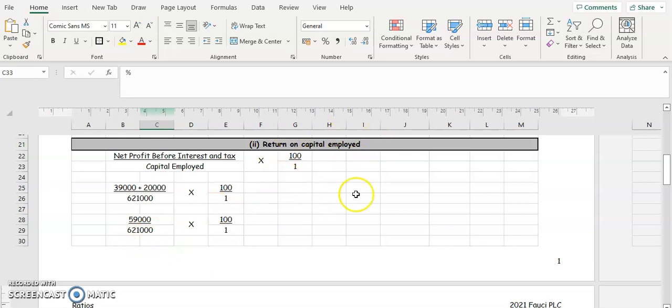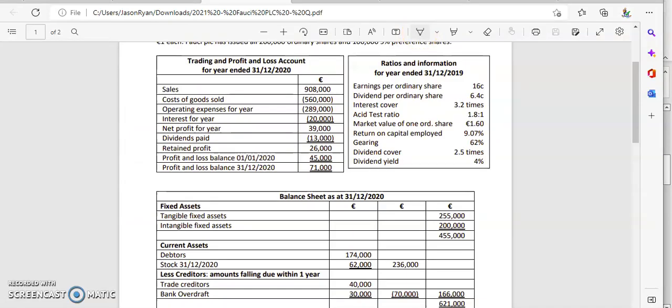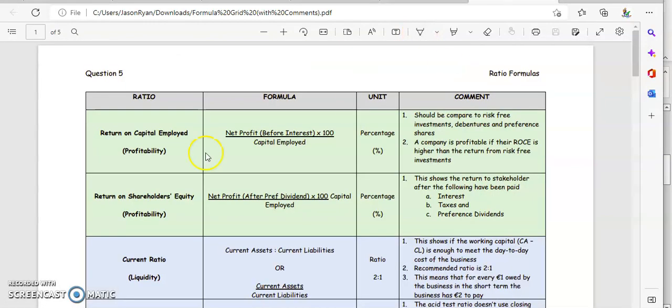So the return on capital employed, that's like the return on the investment that investors give. And you'd compare that then to your risk-free investments of 1 to 2%. So your return on capital employed should be compared to risk-free investments. The company is profitable if the return on capital employed is higher than the return from the risk-free investments. So this is the return that the shareholders are going to get for the money that they're putting in.